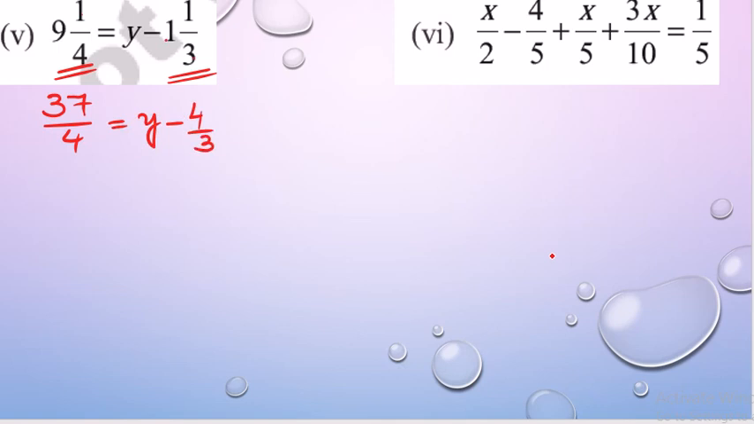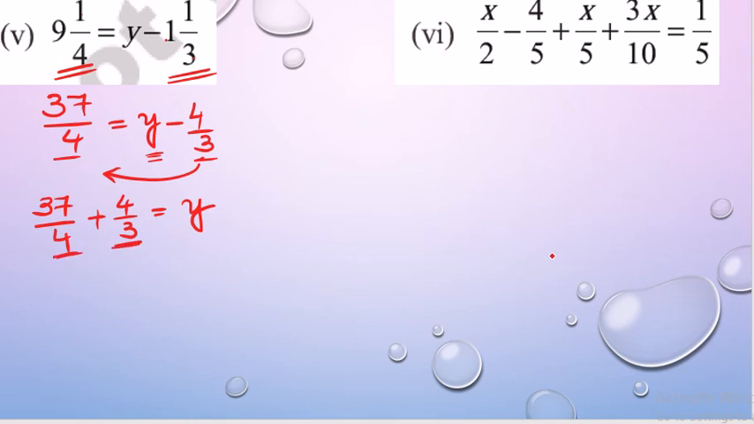In the next step, here only one variable term is present and the remaining are constants. So you move the like terms to one side, then what am I going to get? 37/4 plus 4/3 is equal to y. Here, when it is transposed, it becomes plus. Now if you observe, these two are unlike fractions. If you want to make them like, what should I do? I need to take the LCM. So what is the LCM of 4 and 3? The LCM of 4 and 3 is 12.